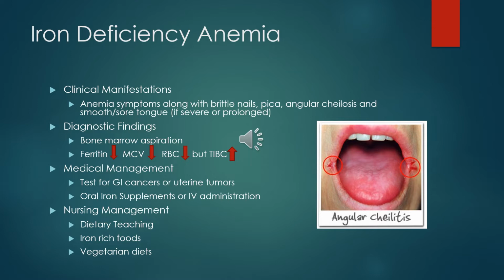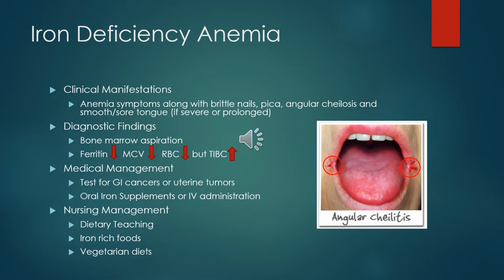It's also important to note that clients will have an increase in the TIBC, or total iron binding capacity. This looks at the protein that is responsible for supplying the bone marrow with iron. So this is elevated because it's not being utilized within the body. Since they have low iron levels, that protein is not being used to transport the iron to the bone marrow.